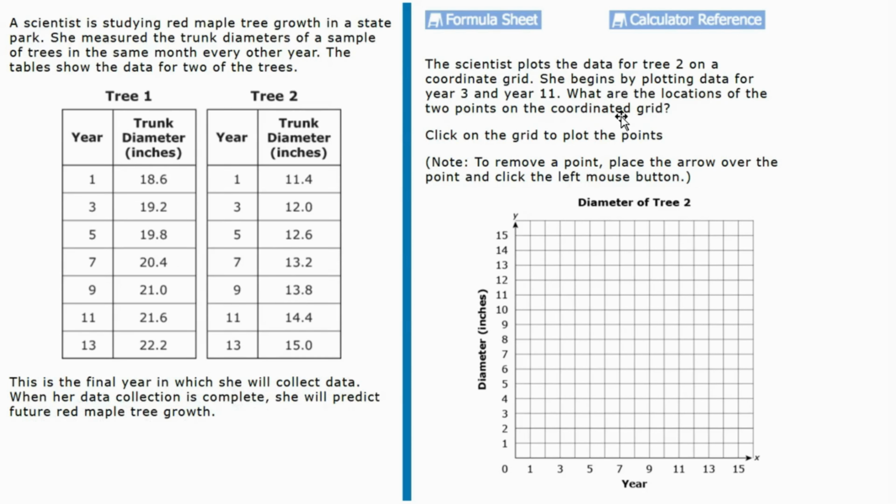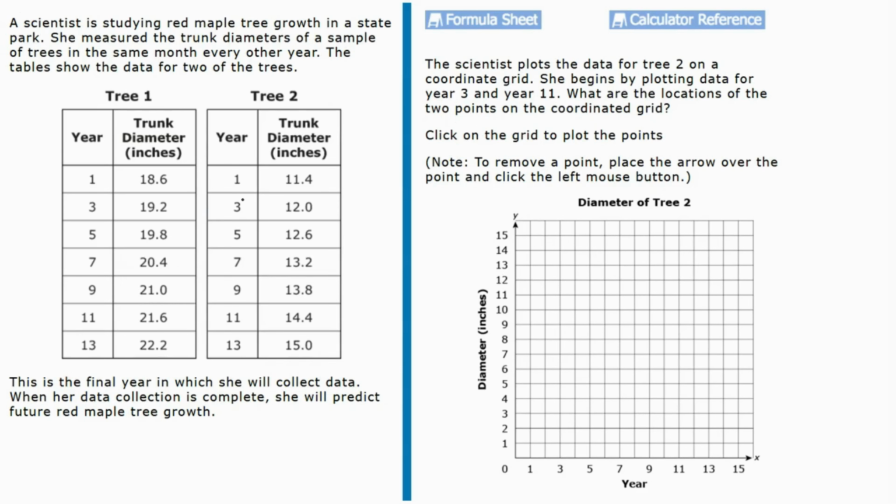So the question here is, the scientist plots the data for tree 2 on a coordinate grid. She begins by plotting data for year 3 and year 11. What are the locations of the 2 points on the coordinate grid? Click on the grid to plot the points. So we have to plot the points over here for year 3 and year 11. Let's do that one.